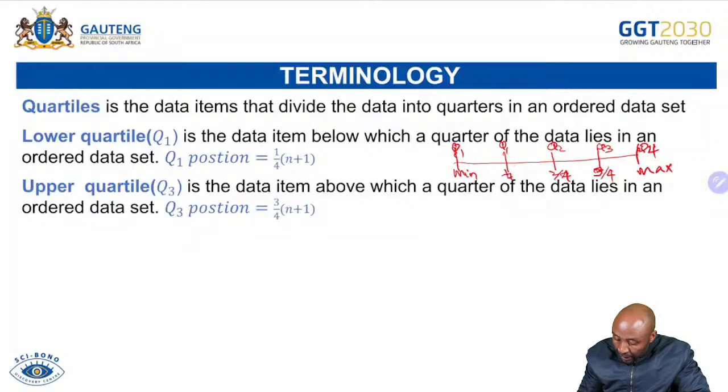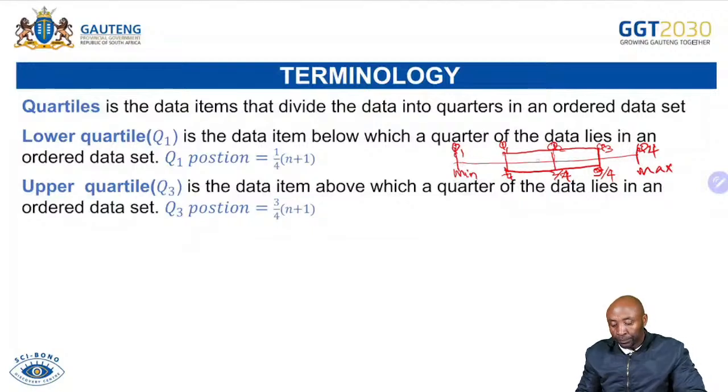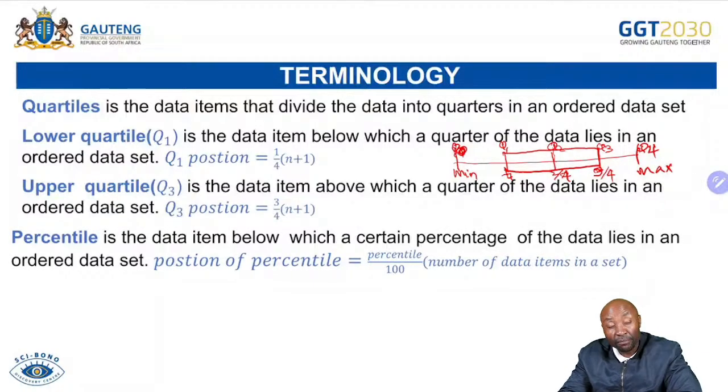And remember, these form a box, and the tails, the whiskers, give us the distance from the minimum to the first quarter. These form the box, and Q0 to Q1 gives us our whiskers, and then Q3 to Q4 gives us the other whisker. Now, we also have percentiles.